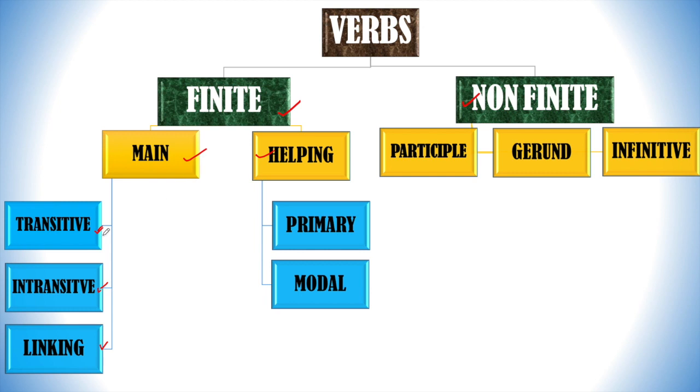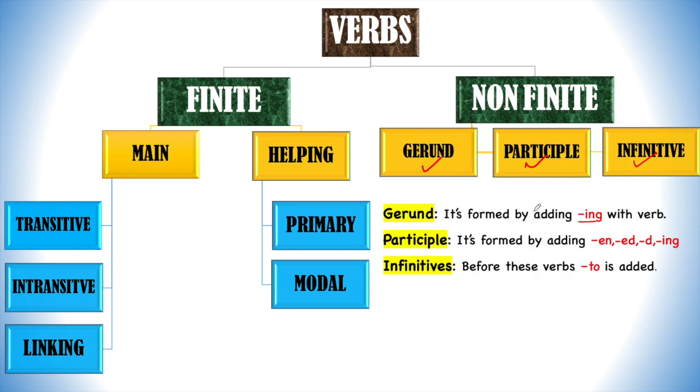Therefore, now we can say that transitive, intransitive, linking, primary and modal are all categories of finite verb. These verbs all get affected by time, number, and person. This is the common characteristic of all these verbs. I hope, friends, that finite verbs are clear now. But now let's have a look in short at what non-finite verbs are.